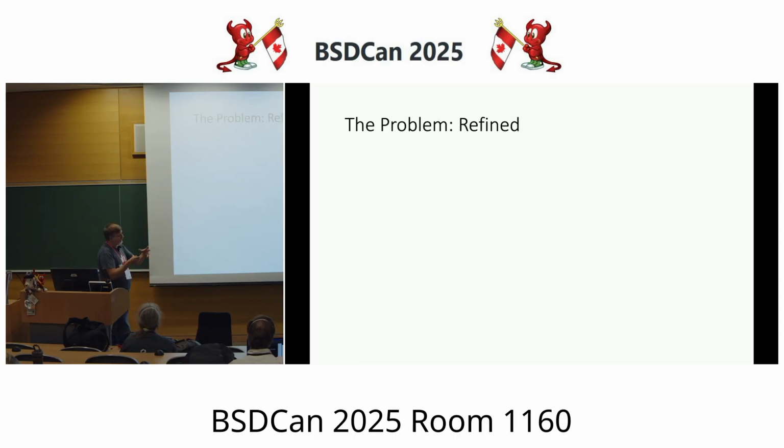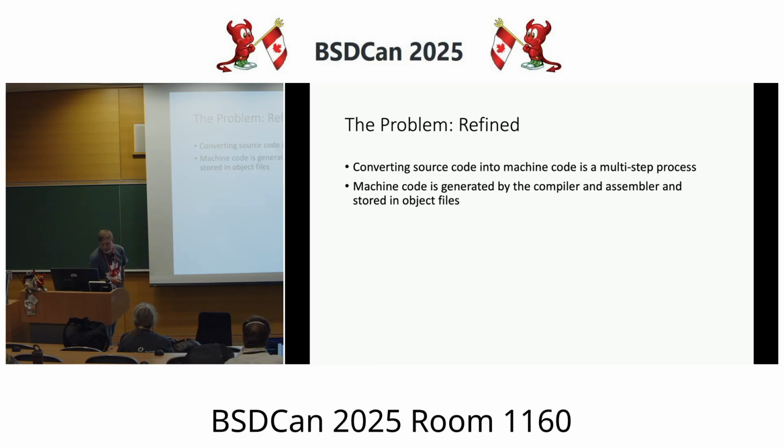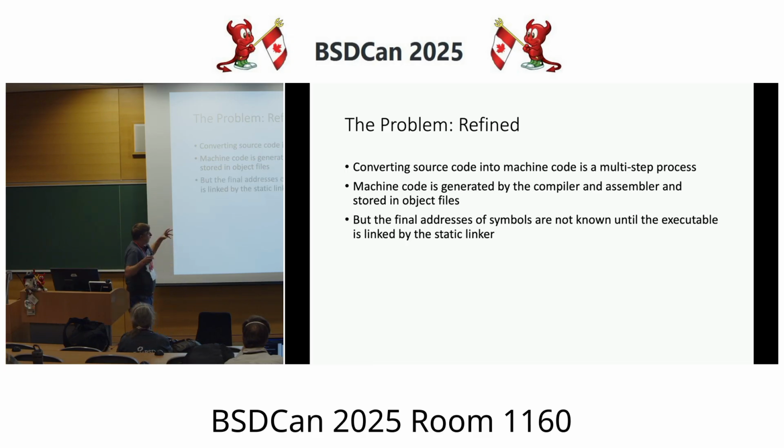So given those definitions, let's restate the problem a little bit more. Converting source code into machine code takes several steps, right? We have to compile it into assembly. We then take that assembly and translate it into actual machine code. And then we have a static linker that glues all the things together. So the machine code is generated by the compiler and the assembler. That's how we get object files. But we don't actually know the final addresses of symbols until we link. So the object files don't have enough information to fully define what the addresses are going to be inside of, for example, the instructions.